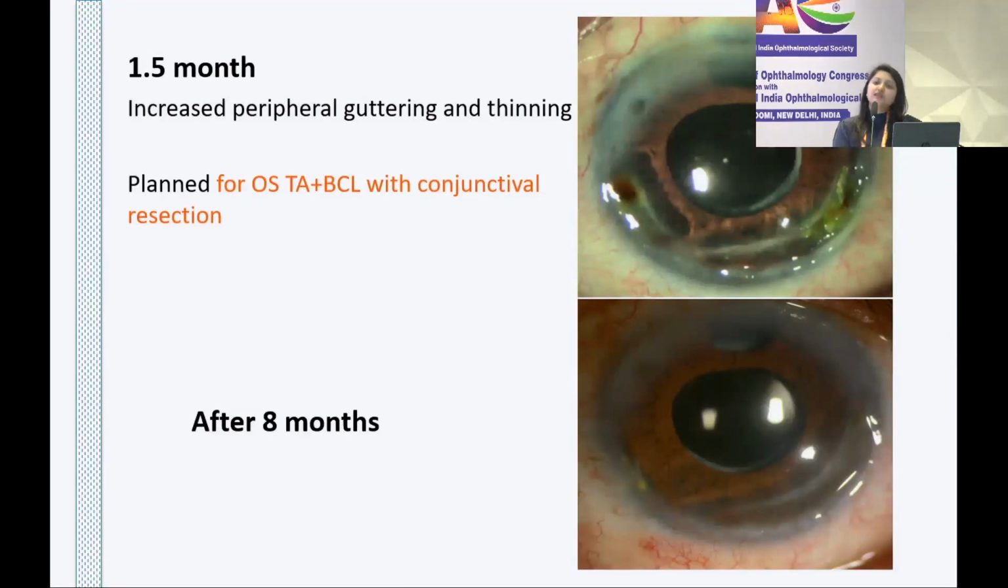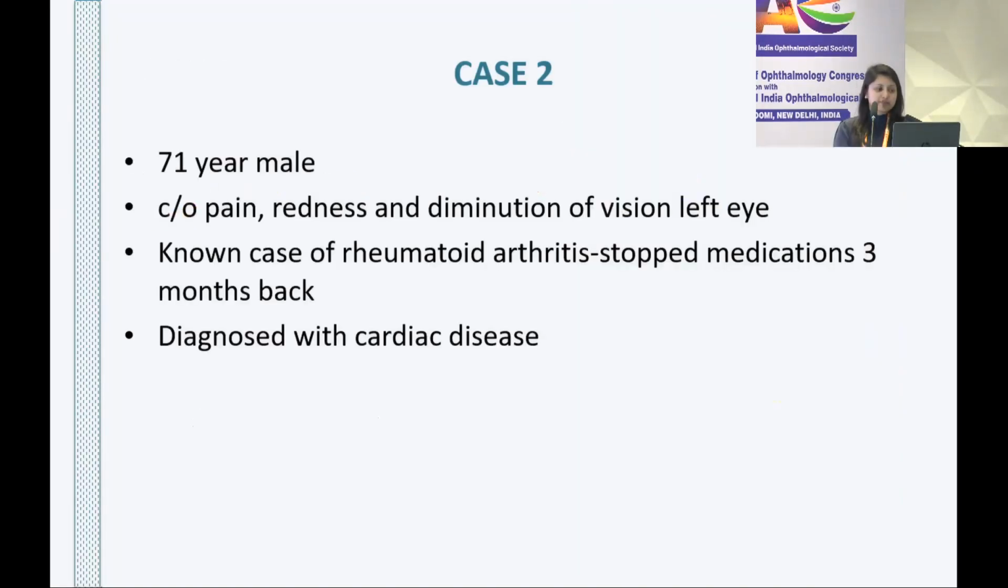The patient presented to us 1.5 months later with increased peripheral guttering and thinning, and this area was also taking up stain, which means it was without an epithelium. Such a lesion has a very high chance of perforation. So we planned the patient for a TABCL with conjunctival resection. After 8 months, this patient was doing well.